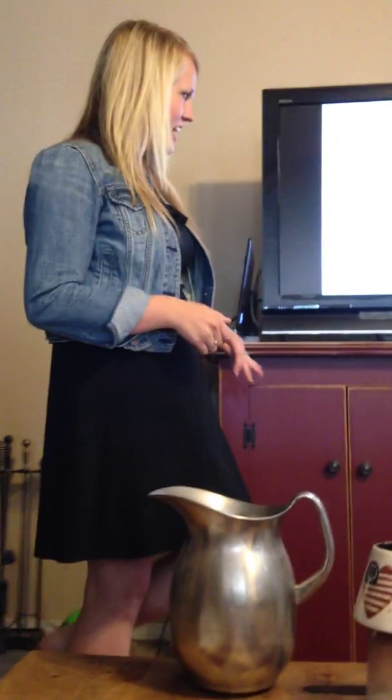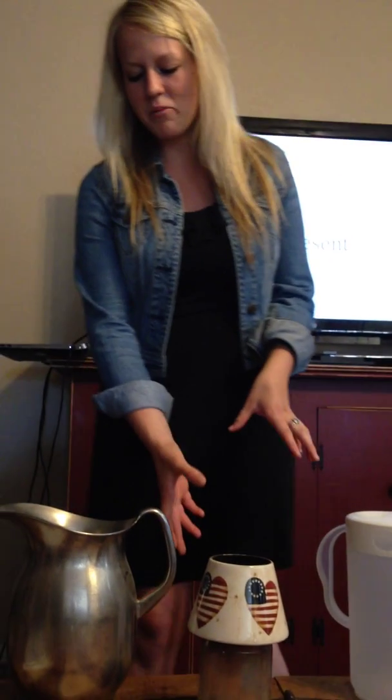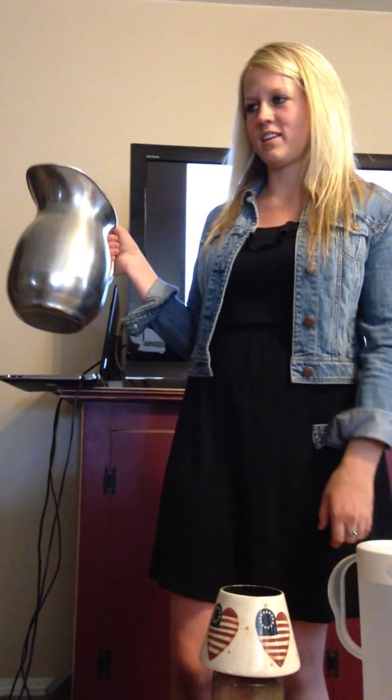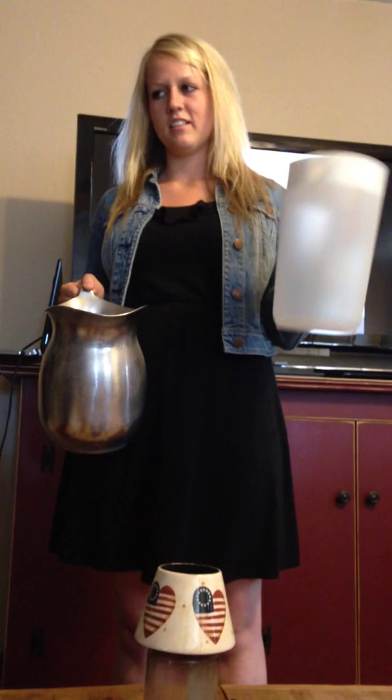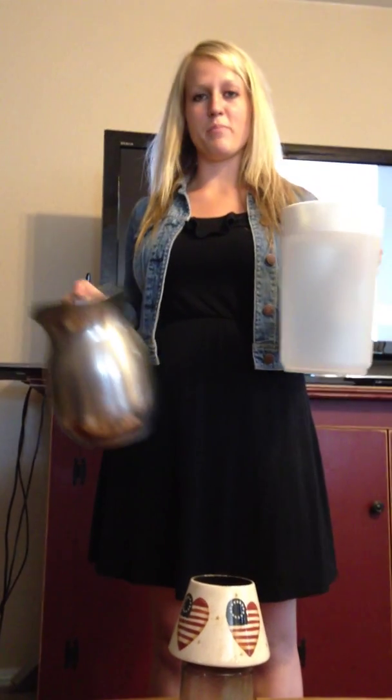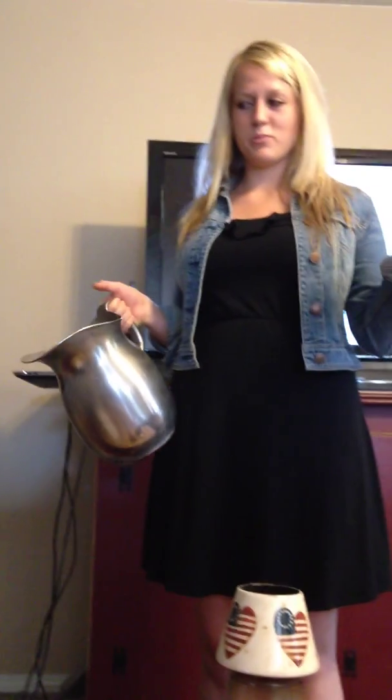Good. Today we will be learning about things from the past and the present. Can anyone tell me what this is? It's like a water pitcher. Yep, it's a water pitcher. What is this? Another water pitcher. This one is from the past. This one is from the present.